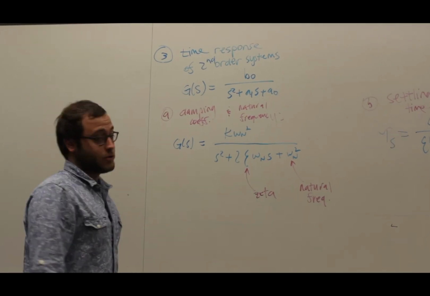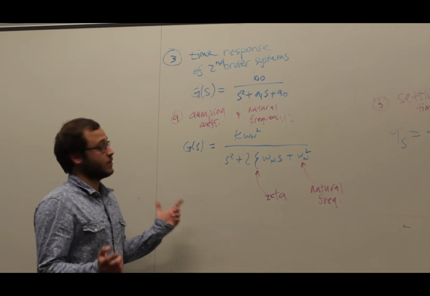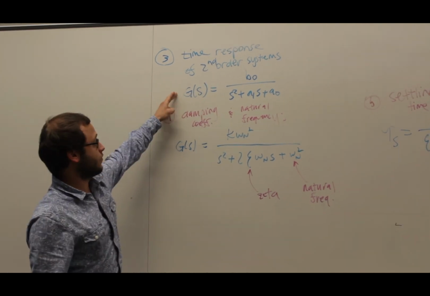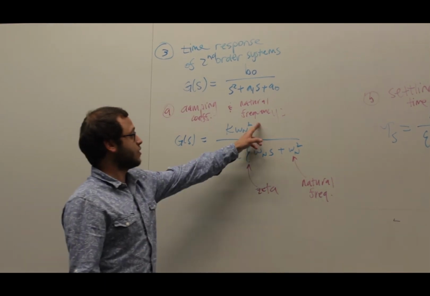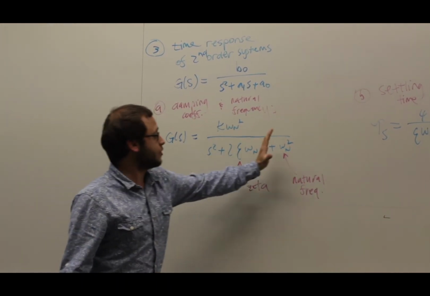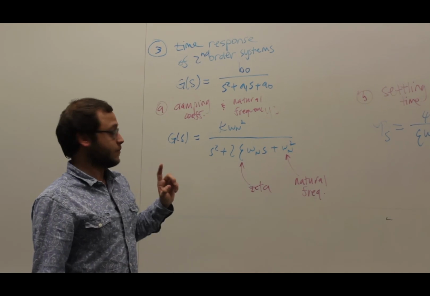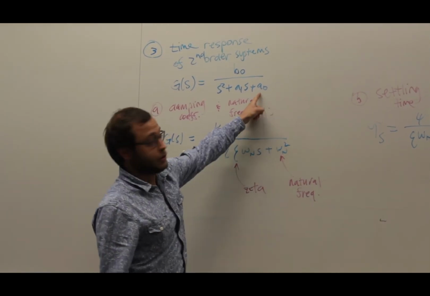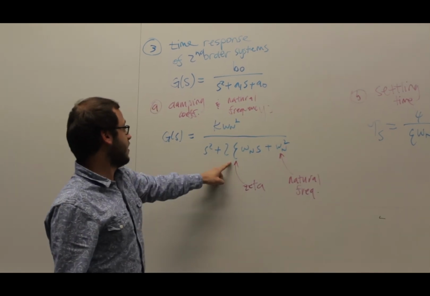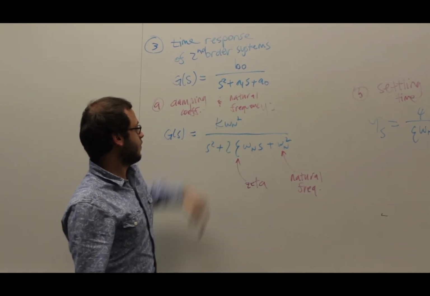We're going to look at time response of second order systems. Second order system is defined with the transfer function of this one. And if you want to find the damping coefficient and the natural frequency, we just rewrite the whole equation in this format. And as you can see from this one, the natural frequency squared is a naught, and the zeta is taken from making the algebra.